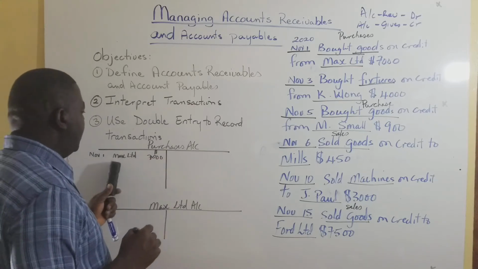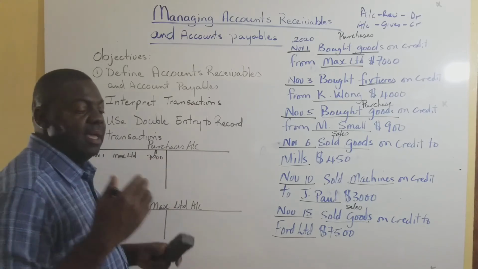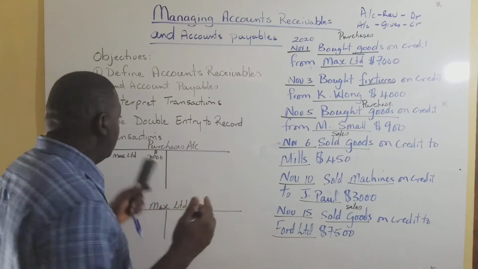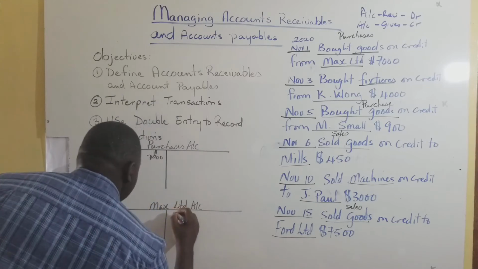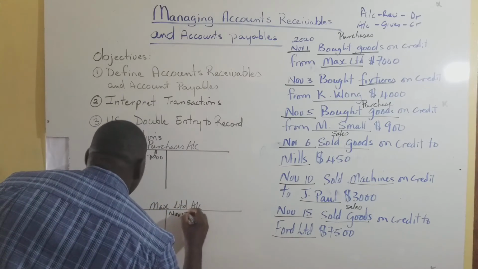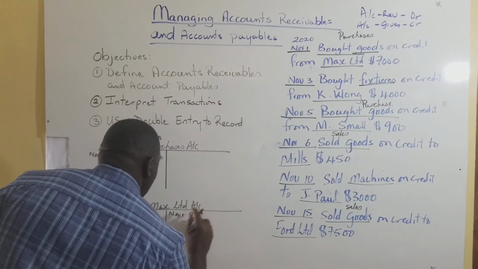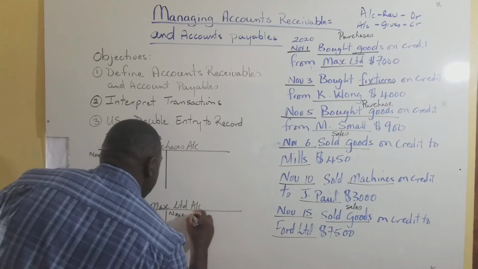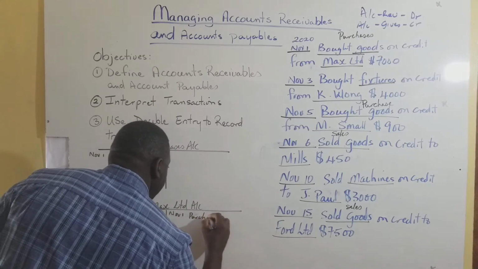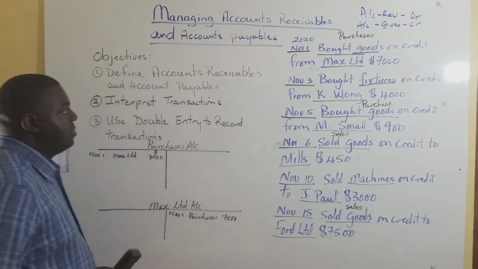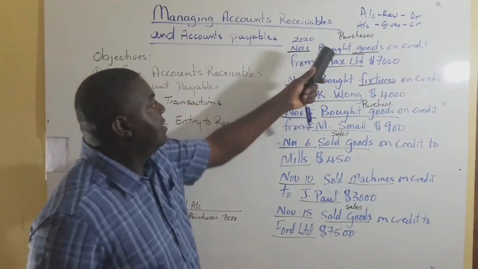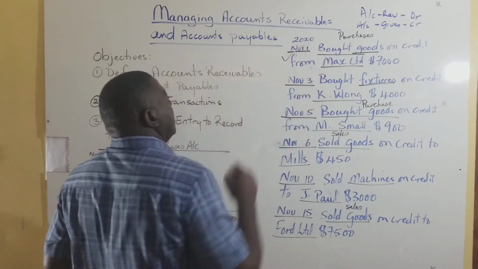Then if we debit in this account, as we say, there's an opposite relationship. If we debit here, we're going to be crediting here. So it is going to be November 1st. And the name of the other account is purchases. And it is $7,000. So we have recorded this transaction.